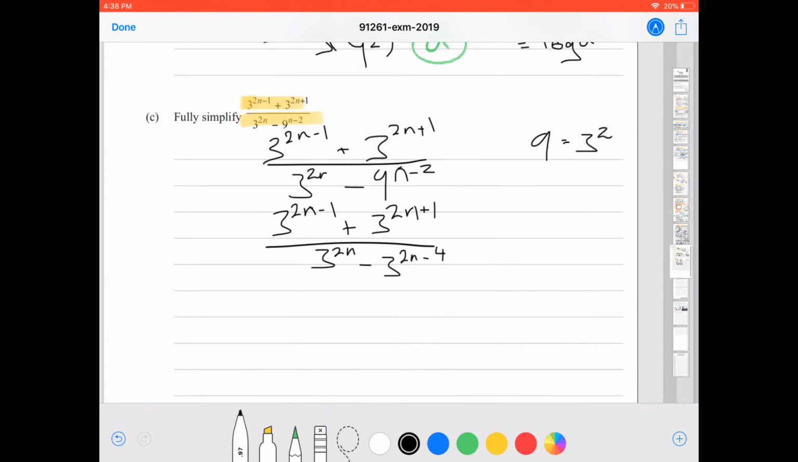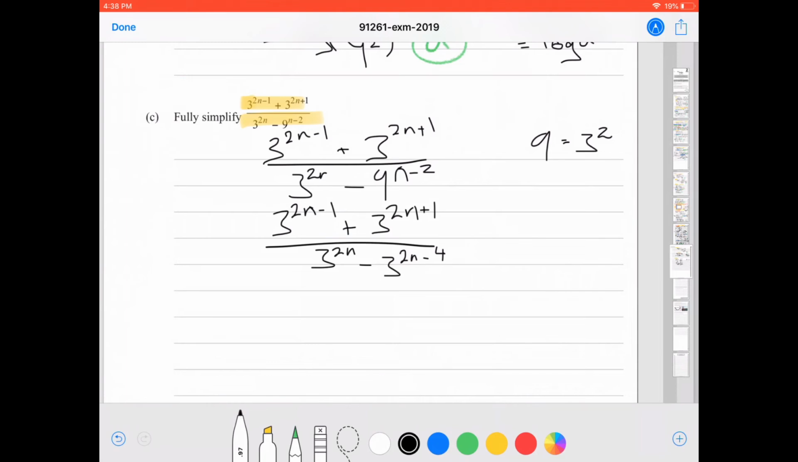Now, how do we make progress? Well, we're going to factorize our numerator, and this is typical of algebra questions. When you've got fractions, you look to factorize, and hopefully they cancel, common factors cancel on top and bottom.